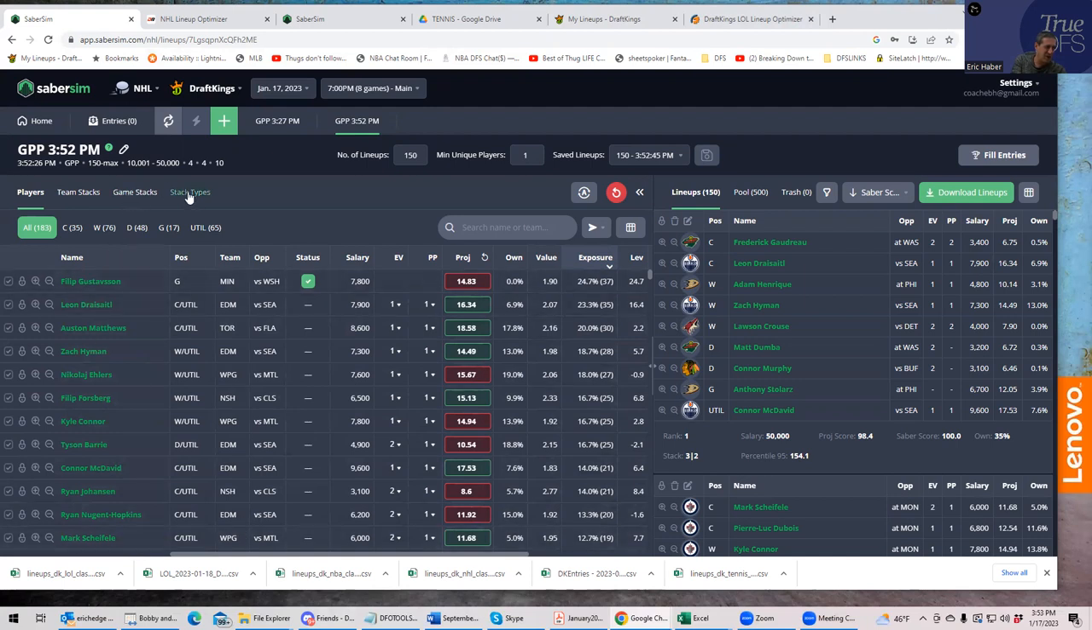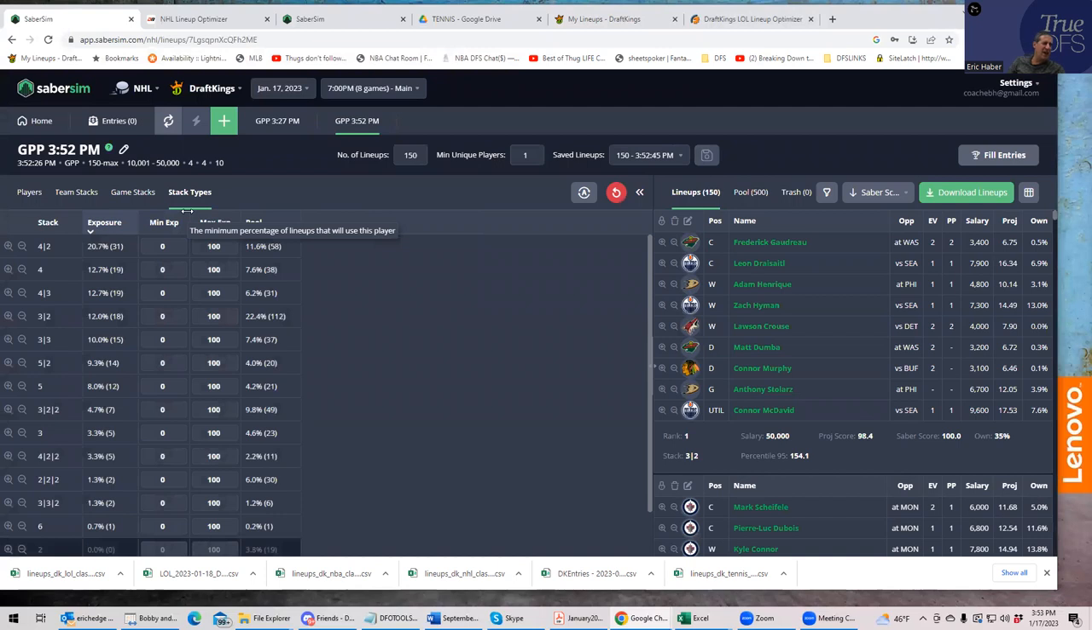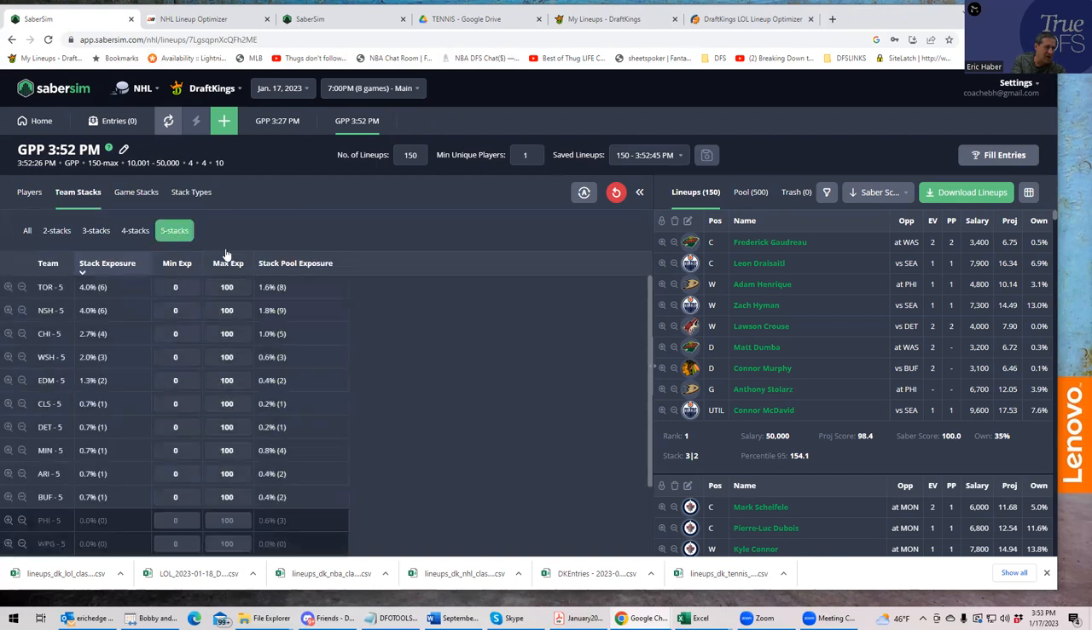They were my next rated team. So let's take a look. First team stacks: Edmonton, Toronto, Nashville, Winnipeg, fine. Then we look at stack types, which is interesting because I always wonder what we can get out of this. So a bunch of 4-2s, you don't get a lot of 5-2s though. For example, if you go to team stacks, you can't get 5-mans really out of Edmonton, right? You can get a couple for Toronto, but no 5-man. You can get 4-man out of Edmonton. A full 10% of the lineups are 4-man Edmonton stacks.